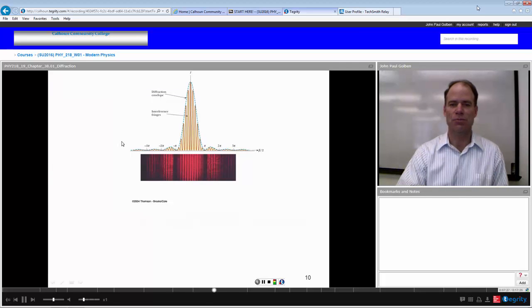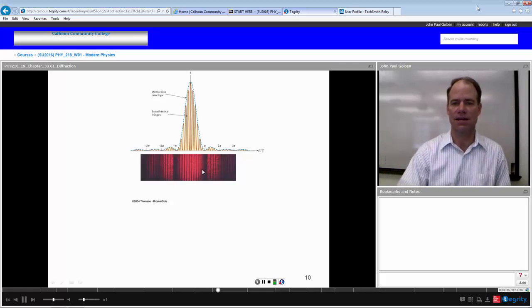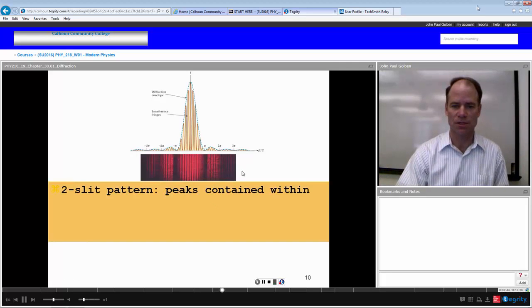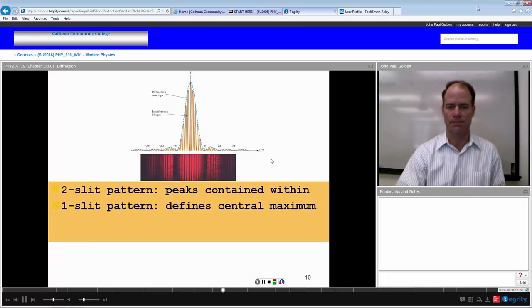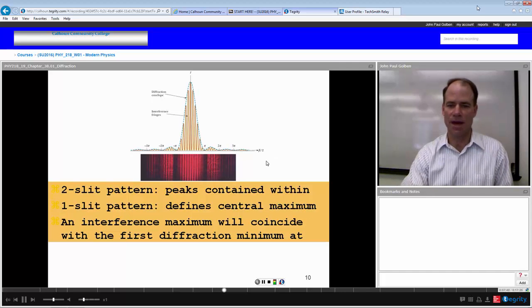So as we superimpose these, we have the envelope of the single slit pattern with the interference pattern of the double slits inside. And we can see a wide maximum with all the maxima and minima of the double slit pattern superimposed on top of that. So we have the two slit pattern contained within the one slit pattern.